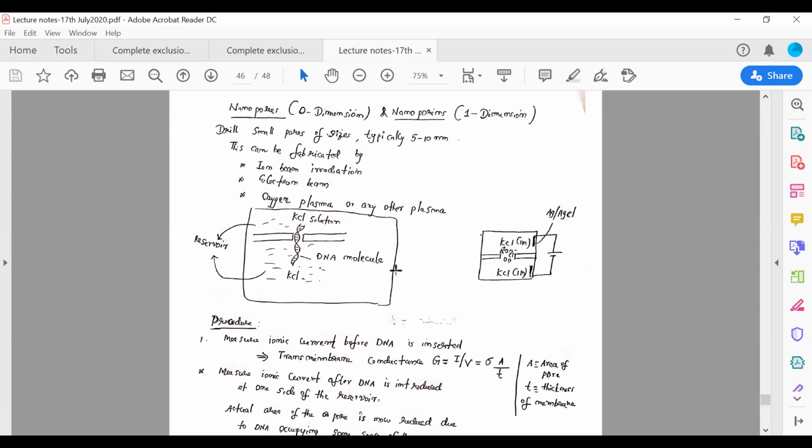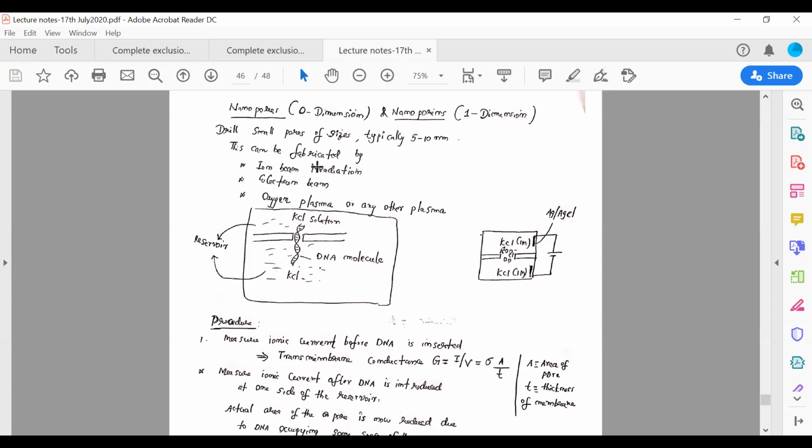So this is essentially known as molecular sieving. You are discriminating molecules or ions based on their sizes. It's called size discrimination, so we want to make it smaller. If you want to make a nanopore, nanopores are 0-dimensional. If you take graphene and drill a small hole, the sizes are typically 5 to 10 nanometers. Nowadays you can make it even smaller than 1 nanometer. So we are capable of doing that.